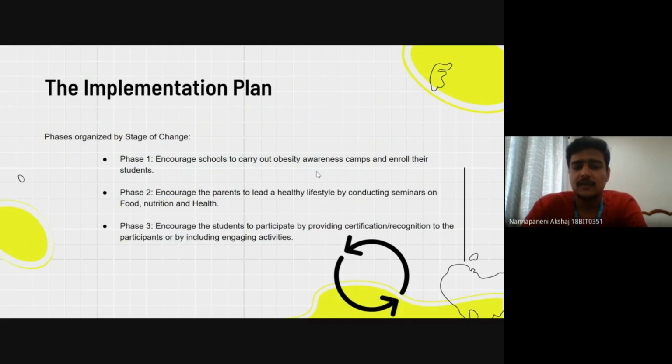Organized by the stage of change. In phase 1, we encourage schools to inculcate our campaign into their curricula, and in phase 2, we would be encouraging parents to lead a healthy lifestyle even at home, because they understand the value of a balanced diet and a healthy lifestyle. And in phase 3, we would try to encourage students to go for a healthier option instead of an unhealthy lifestyle, by taking proper sleep and enrolling in a campaign to get an obesity-free life.